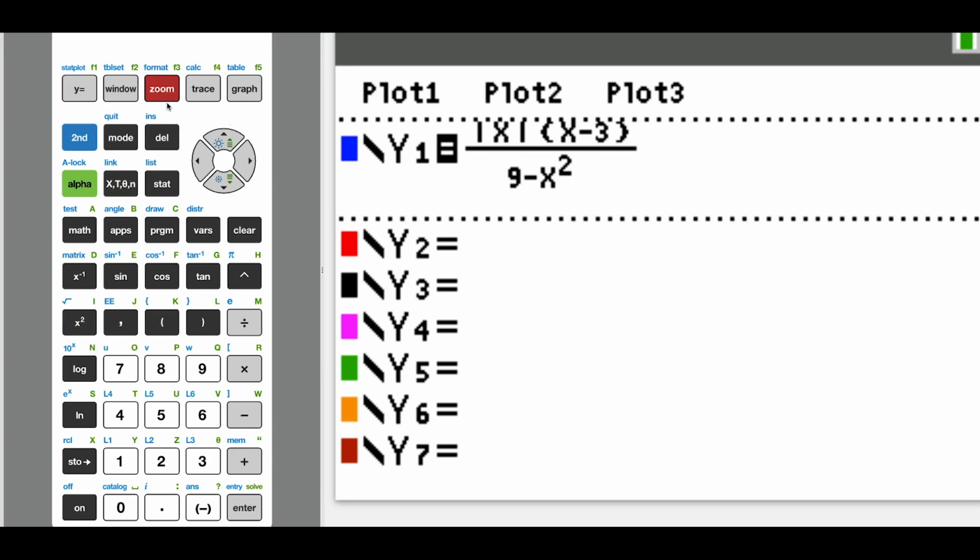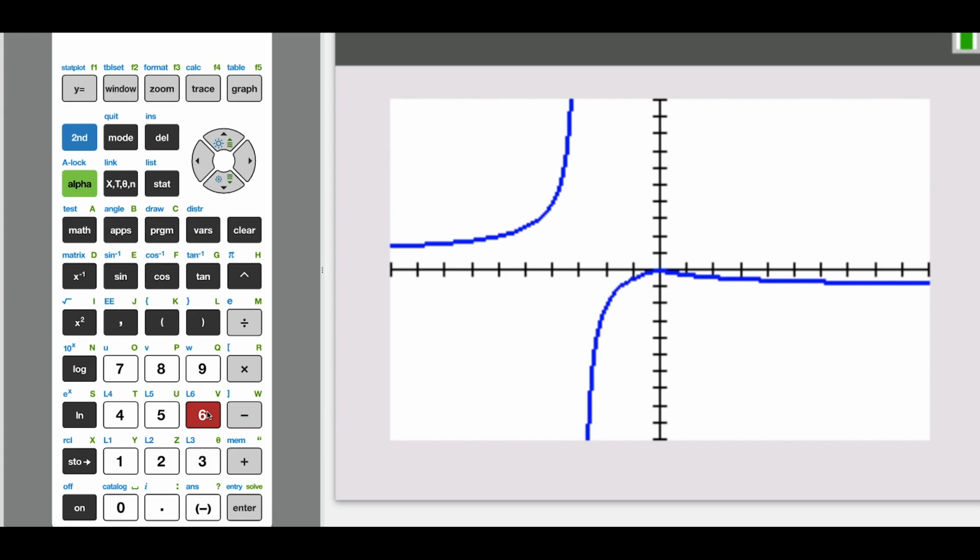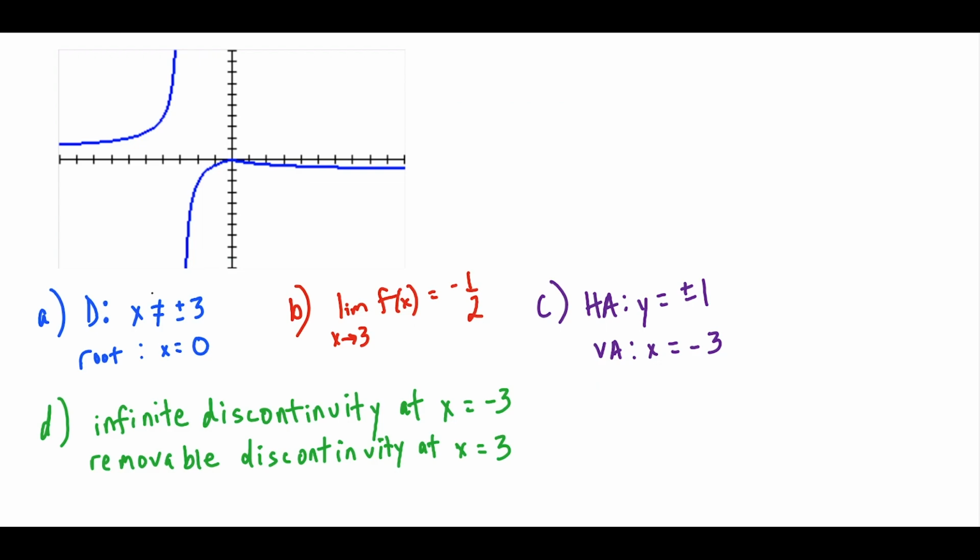So if we press zoom 6, this is going to give us a standard picture of what our graph looks like. Now we're going to grab this and bring it back to our workspace to analyze and see if our answers check out. For part A, we have the domain is all real numbers x except plus or minus 3. Well, at negative 3 here, we have a vertical asymptote. So it's pretty obvious just by looking at the graph that the function is undefined at negative 3. So the graph does support part of our answer.